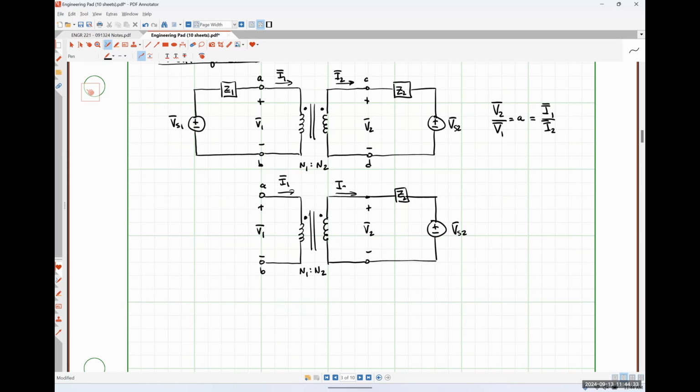Here is I2. Okay, so if we want to find our Thevenin voltage, let me make a note over here. So we are first finding VTH with respect to terminals A and B. So if I want to find my Thevenin voltage with respect to terminals A and B, what's the voltage that I'm actually looking for?